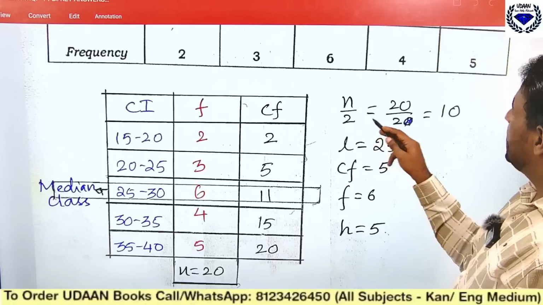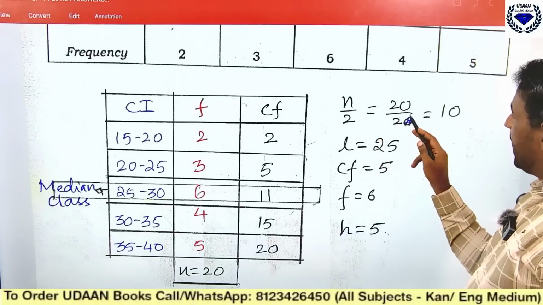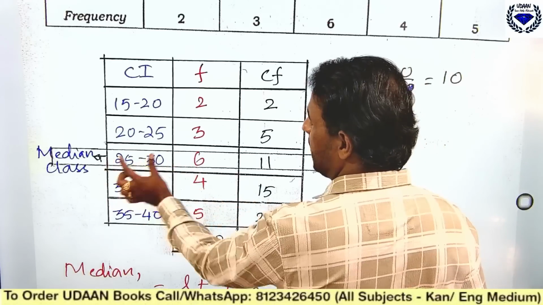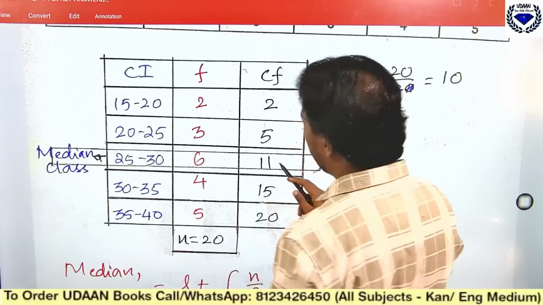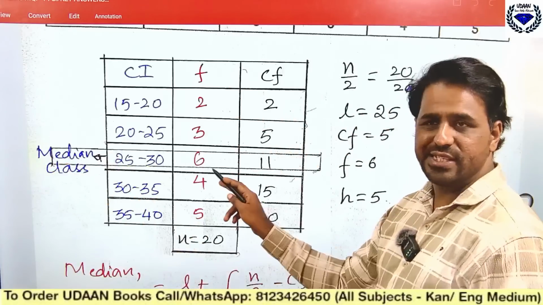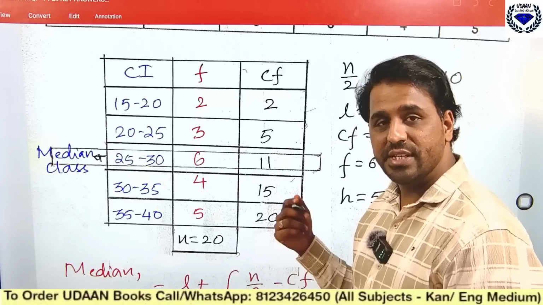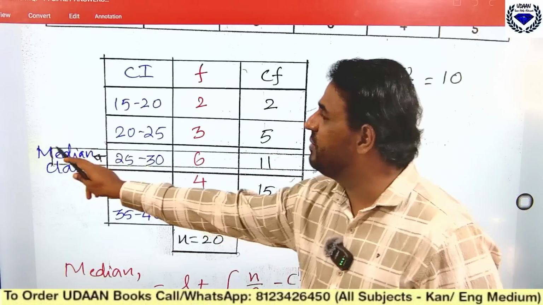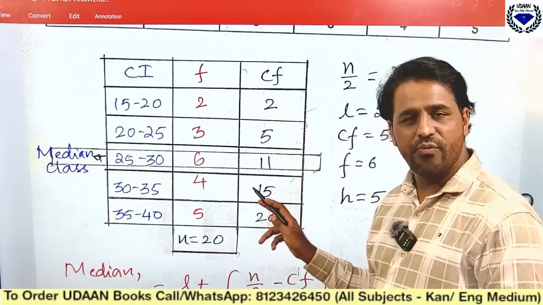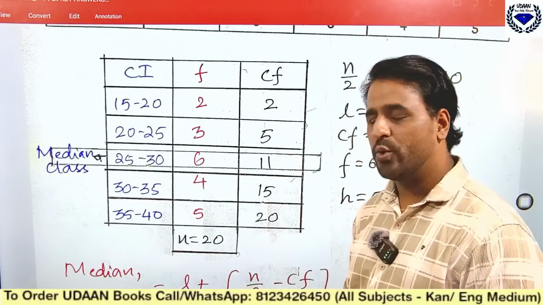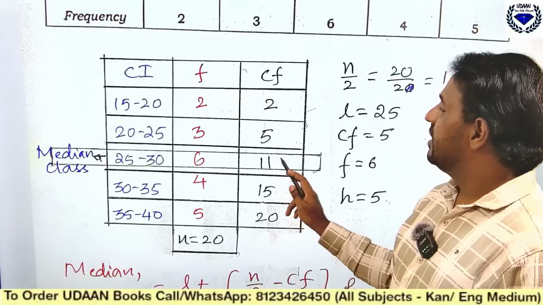Again N by 2 is equal to 20 by 2, that is 10. L is what? Lowest of the median class. Which is the nearest highest here? Nearest highest of 10 in the CF column is 11. So this is your median class. So you got how to find the median class? Nearest highest of 10 in the CF table. So 11 is the median class.